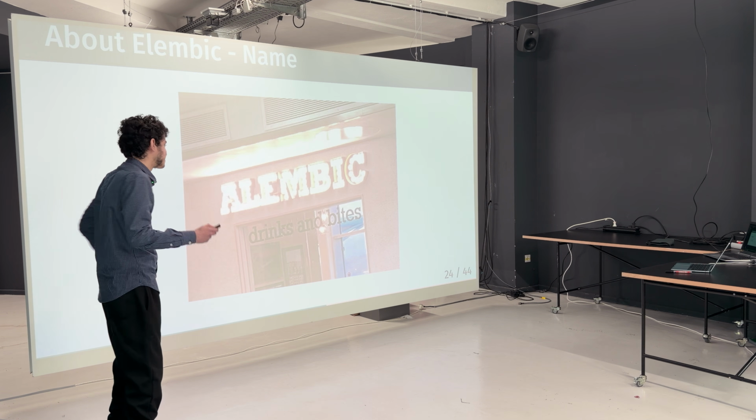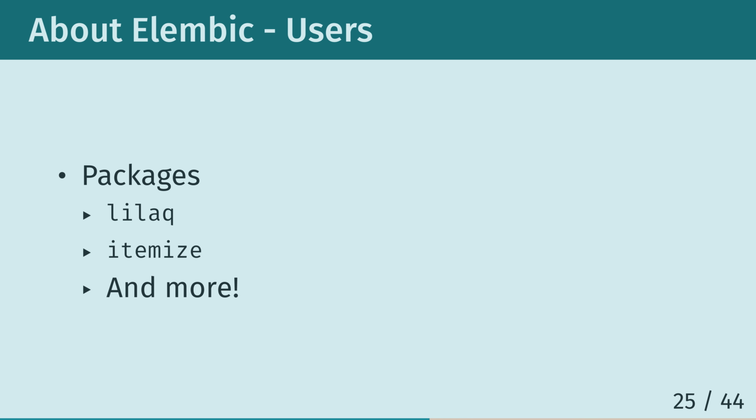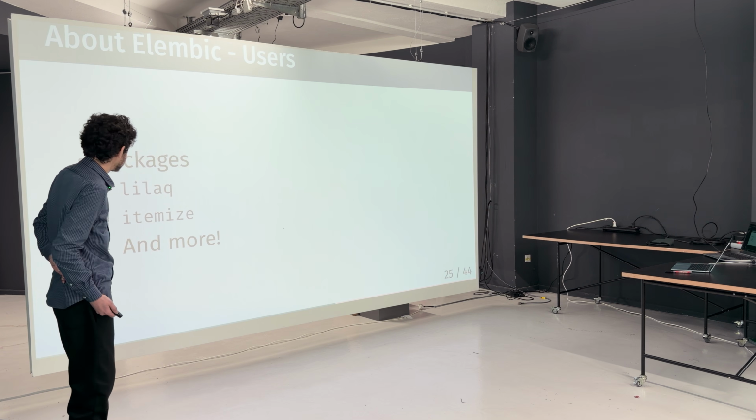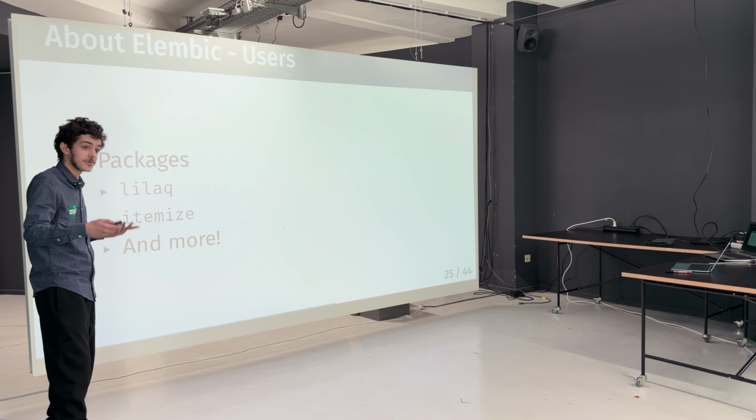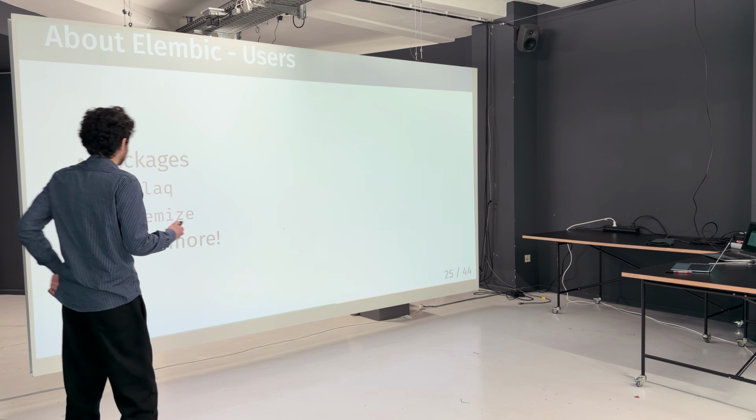Okay, but not only by restaurants, also by packages. So you might recognize Lilac by Keanu, also Itemize, which is another very commonly used package, and more. So Elembic is actually already being used throughout Typst universe. And well, what's so special about it?